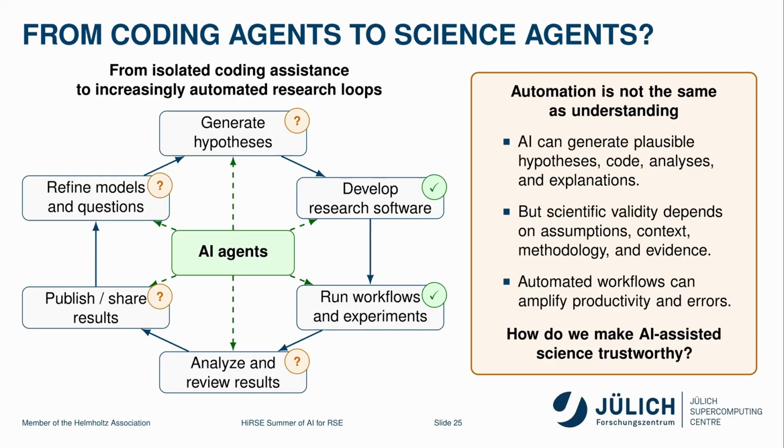So I think automation is not the same as understanding. AI can generate plausible hypotheses, code, analysis, and explanations. But scientific validity depends on assumptions, context, methodology, and evidence. So automated flows can amplify productivity and errors at the same time. So the question is, how do we make AI-assisted science trustworthy?